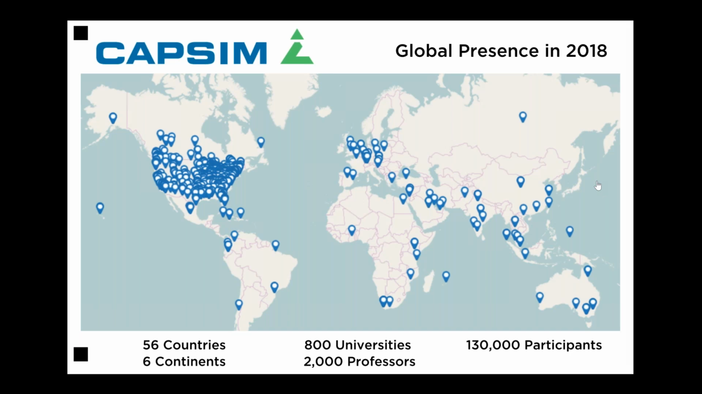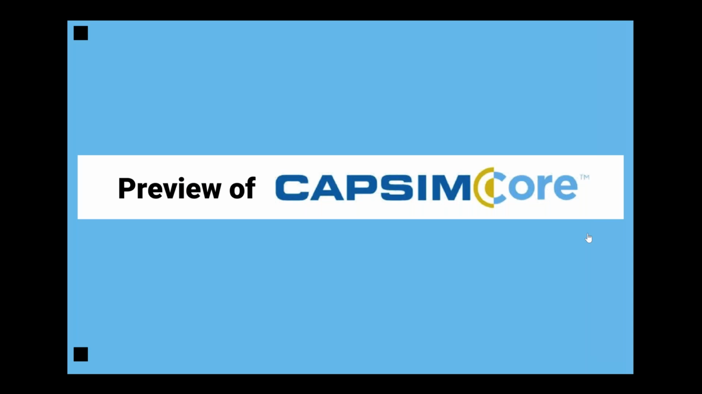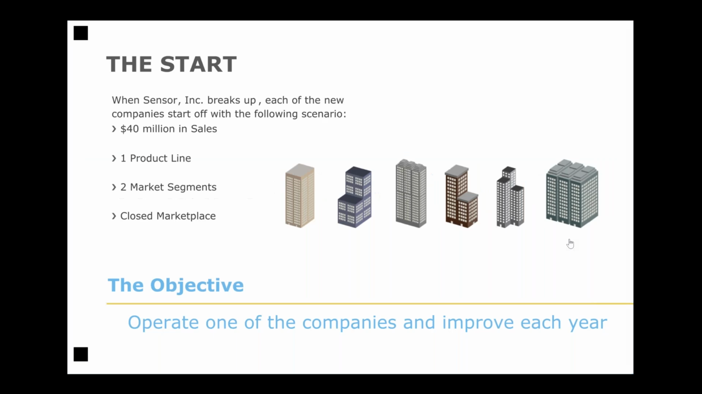To really illustrate how all of this is possible, we're going to start by introducing CAPSIM Core. Some of you in the audience are going to be familiar with CAPSIM Core. You've seen it. Maybe you've used it yourself. CAPSIM Core is the business simulation platform that is used for the contributor program. And at its base, CAPSIM Core is an introductory level business simulation.